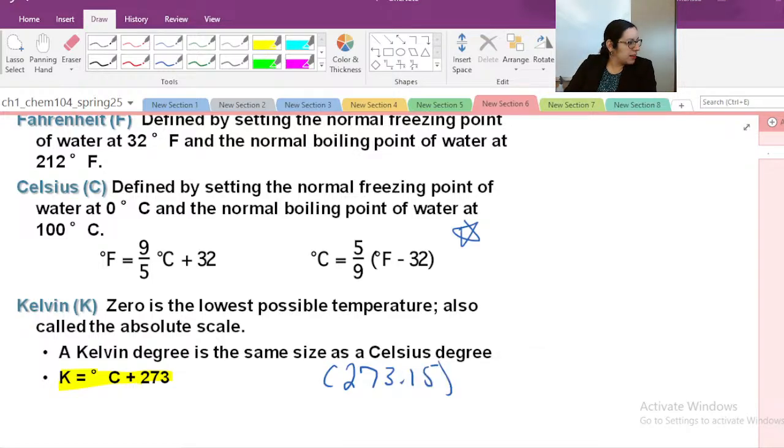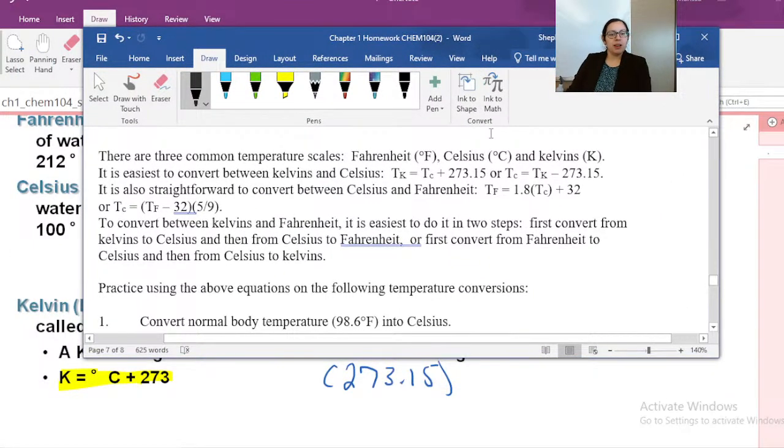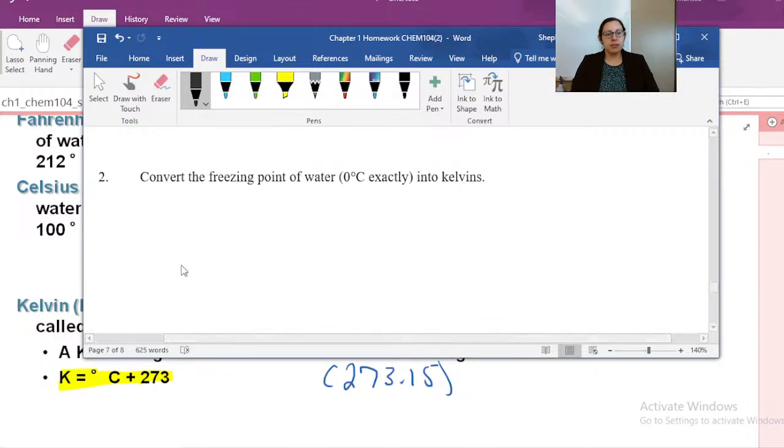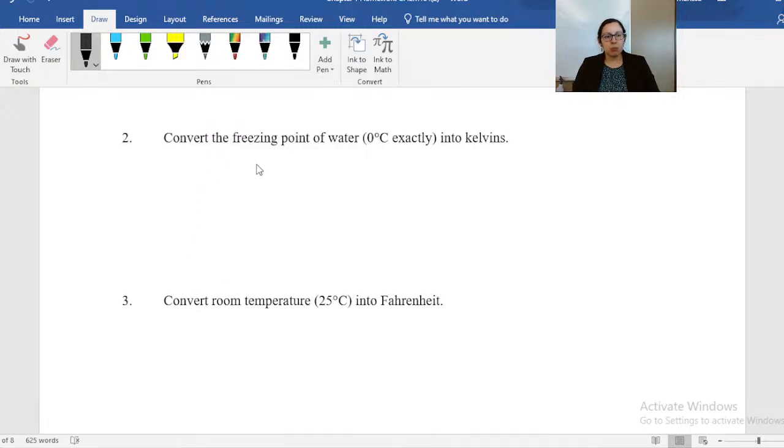I really won't test on that explicitly like that. The only point where it kind of comes up in the homework is in number 2 on our temperature conversion. It makes this weird point of saying exactly into Kelvin. They were trying to say, oh yeah, add the 0.15, but on an exam, I'm not looking for that 0.15. I really don't care that much. But if you check the key, you'll see that's why you get a little discrepancy, and sometimes it puts the 0.15, sometimes it doesn't.